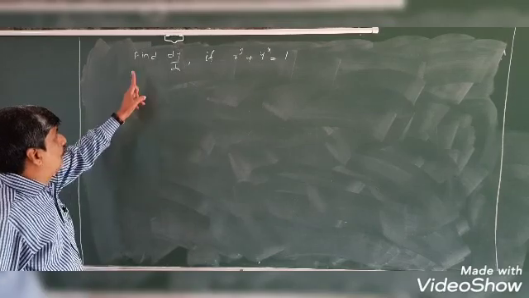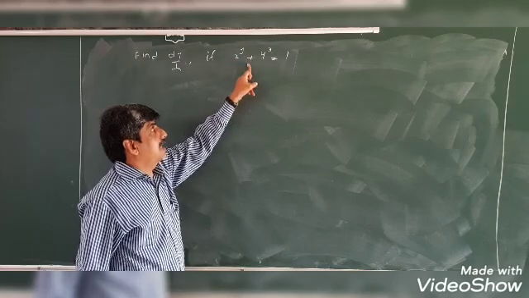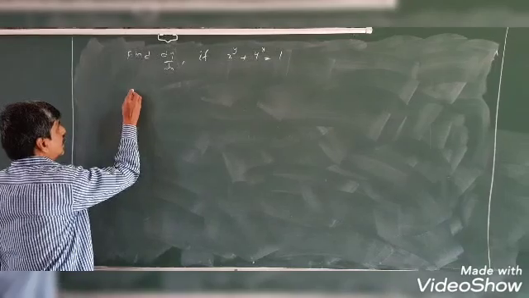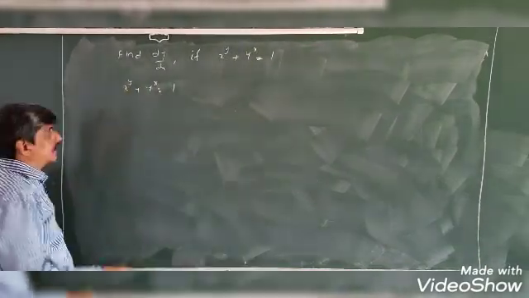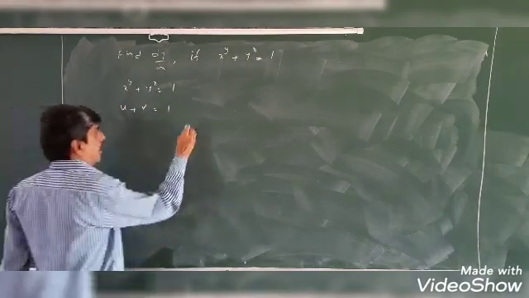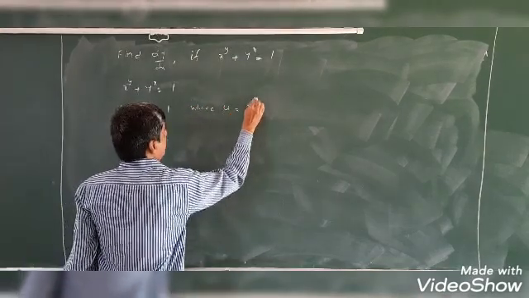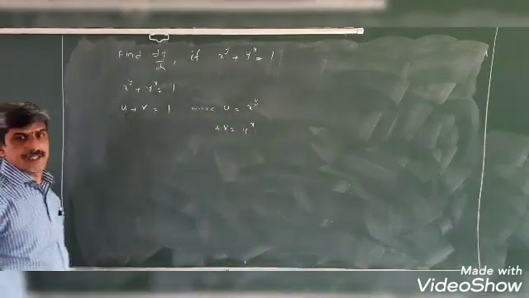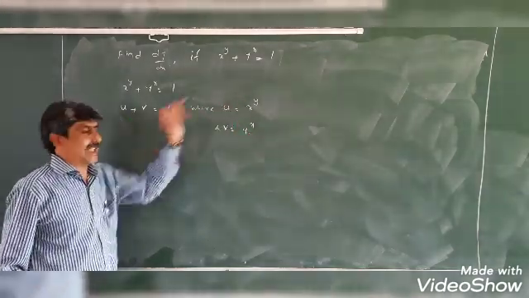Next numerical. Find dy by dx if x power y plus y power x is equal to 1. So this is u plus v is equal to 1, where u is equal to x power y and v is equal to y power x.